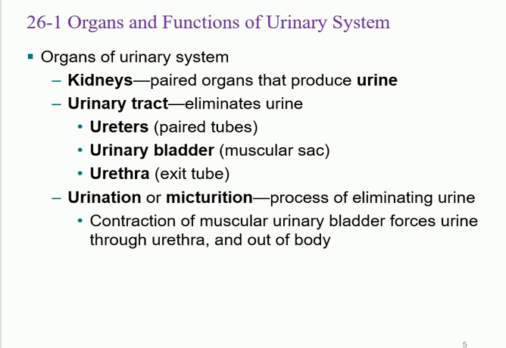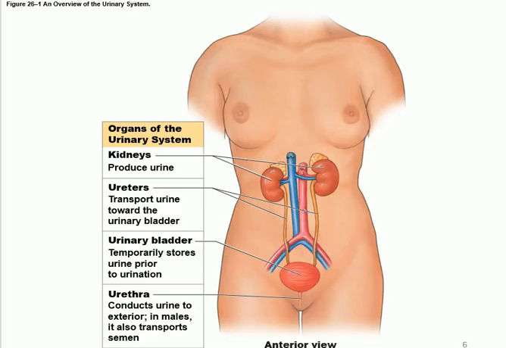At the end, we will have urination, also known as micturition, and you know the rules, you should remember both. And this is where the stored urine is exiting out through the urethra. And you have two sphincters to control that, and we will talk about it. So here it is: two kidneys, two ureters, one bladder, one urethra.